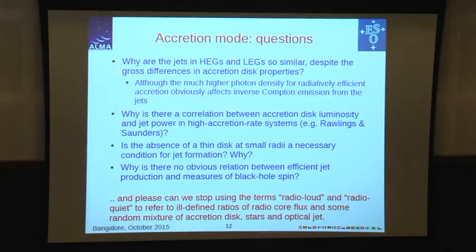Is the disappearance of a thin disk at small radii a necessary condition for jet formation, and if so, why? And why is there no obvious relationship between efficient jet production and measures of black hole spin? And just a small rant at the bottom of the page, if you'll indulge me: please can we stop using the terms radio loud and radio quiet quasar? Basically what you're doing here is you're dividing an observed radio flux by an observed flux in the optical, which is an unholy mixture of X-ray emission from the accretion disk, stars, and emission from the jet itself. This as a ratio means nothing. I think we should start using the jet luminosity and the accretion disk luminosity separately and not ratioing them. End rant, return.